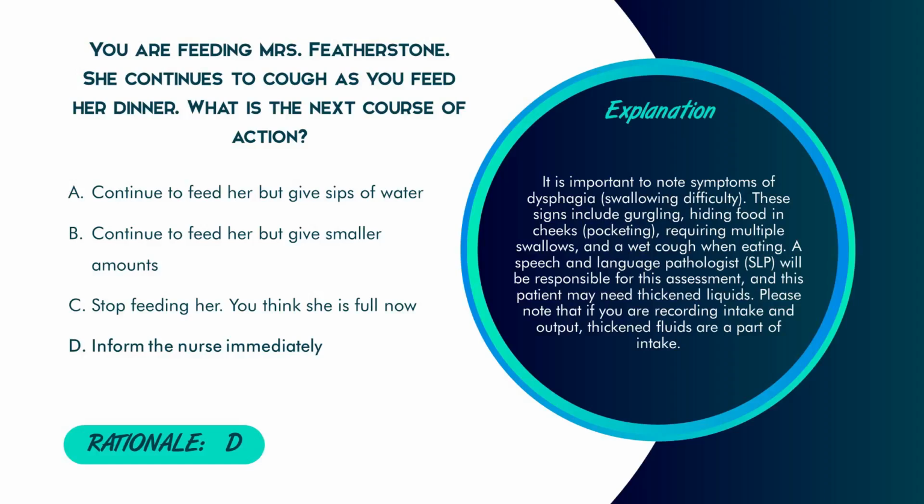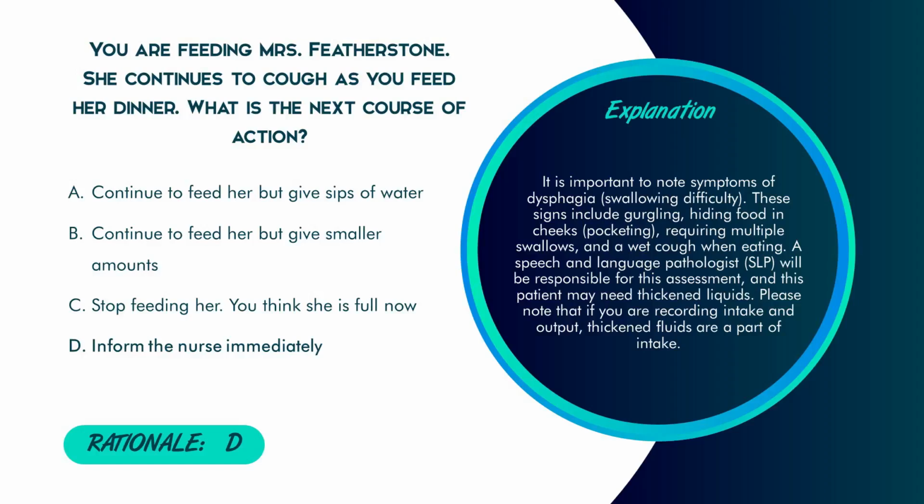So let's look at this further. Let's really visualize this. So let's say you're feeding Miss Featherstone and she keeps coughing. For you to say she's full now, that has no correlation. Just because I'm coughing when I'm eating, it has no correlation with me being full. So that is not appropriate. Continue to feed her but give smaller amounts? Maybe. But that's definitely not the most right.